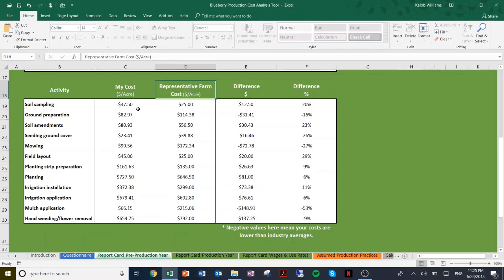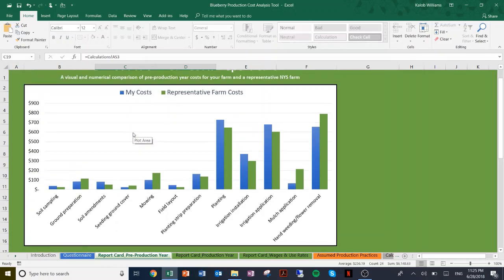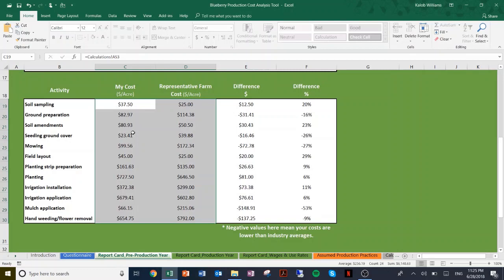Now it's important here to recognize that in the questionnaire tab, you were answering questions about tracts of land, not necessarily about 1 acre specifically, but here your costs are broken up into costs per acre. Also in the graph above, they're broken up into costs per acre. That's an important distinction to make.